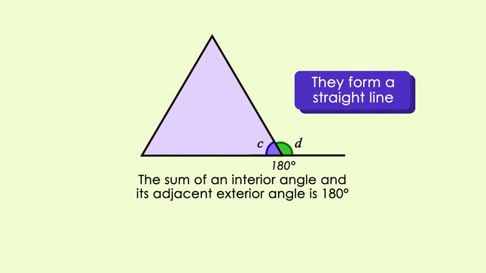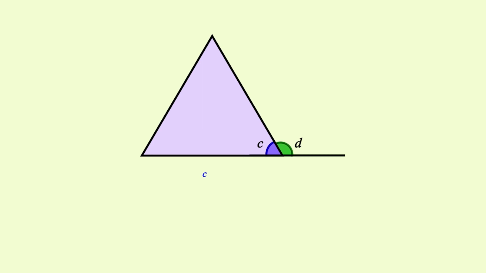Yes, they form a straight line. I am sure you have learned the sum of the angles on a straight line in a previous chapter, which is lines and angle. So, C plus D equals to 180 degrees. So far, so good?